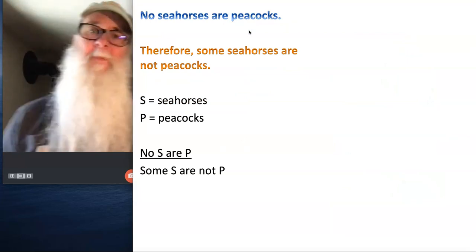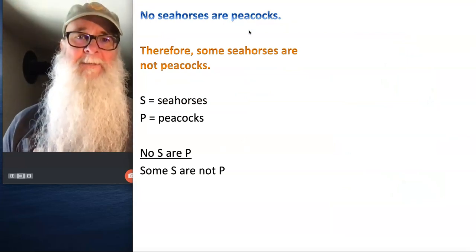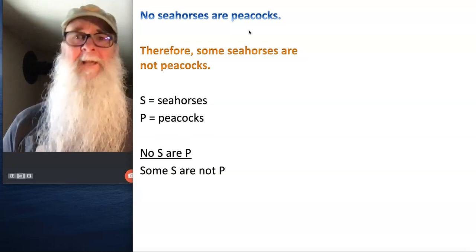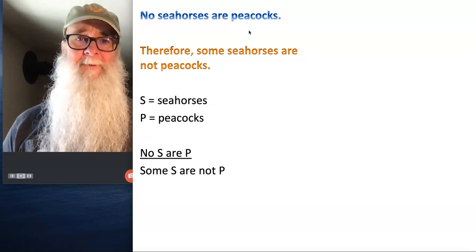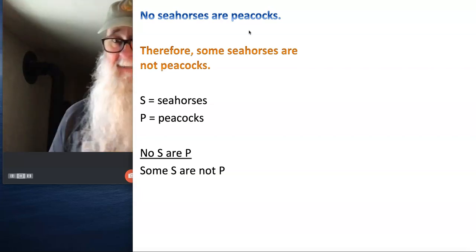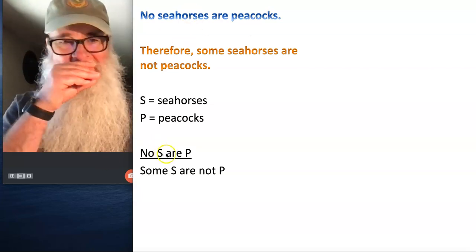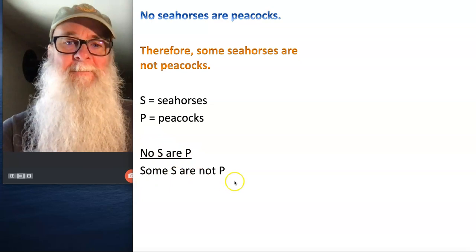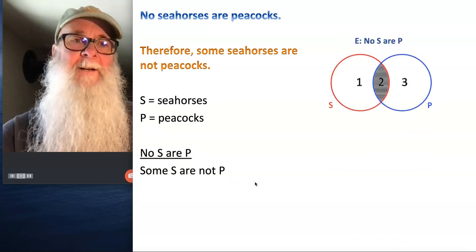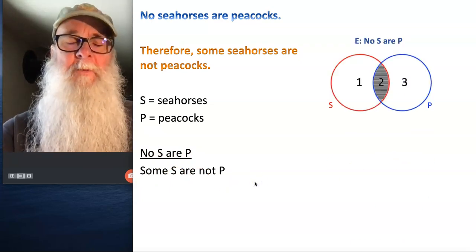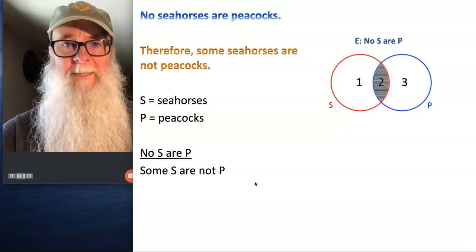Now look at how this argument works. This argument has an E statement for a premise and an O statement for a conclusion. No seahorses are peacocks, therefore some seahorses are not peacocks. Okay, so we'll symbolize our argument to make it easy to work with. No S are P, some S are not P, and we create our Venn diagram, and sure enough, when we do so, we do not see the conclusion reflected here.